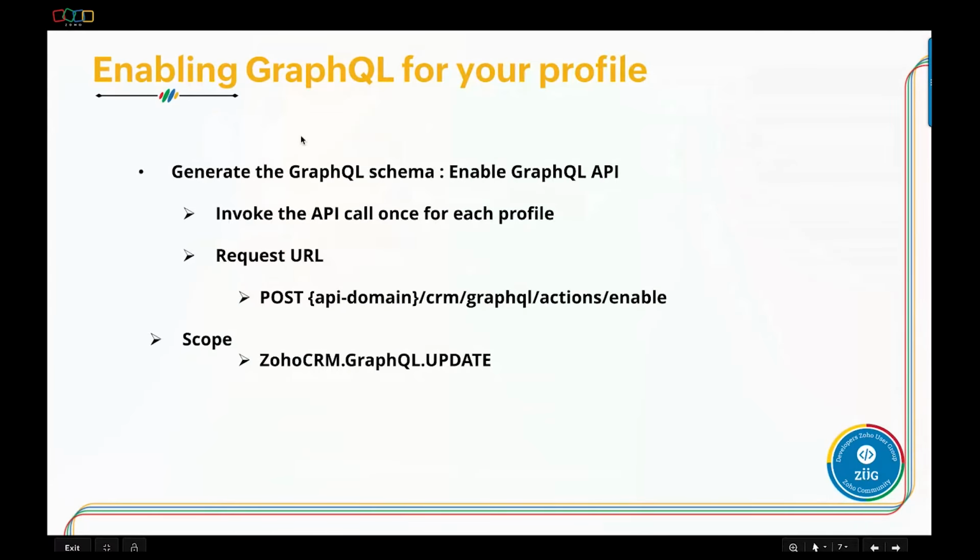Before you start using GraphQL APIs, you need to enable GraphQL for your Zoho CRM profile. This needs to be done once for each profile in Zoho CRM. Here is the request. It is a post request to the endpoint crm/GraphQL/enable. You need the scope ZohoCRM.graphql.update to make this API call. If GraphQL APIs are not enabled for your Zoho CRM profile and you try to use them, you will receive a feature not enabled error.